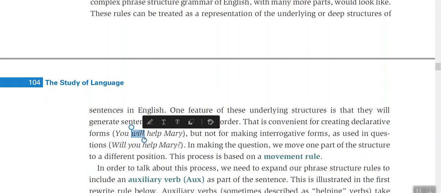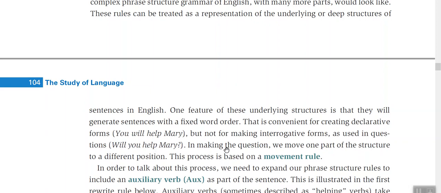And then, the gist is that what we have seen is that we can make a tree diagram for such sentences. You will help Mary. I am going to Baghdad, for example. I will go. Tom help Mary. Okay, but what about the question? For example, if we have this question, can we make a tree diagram for it?